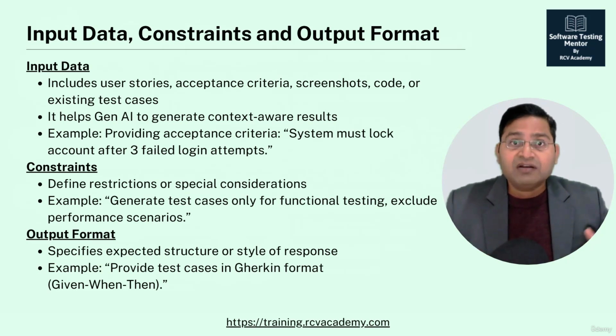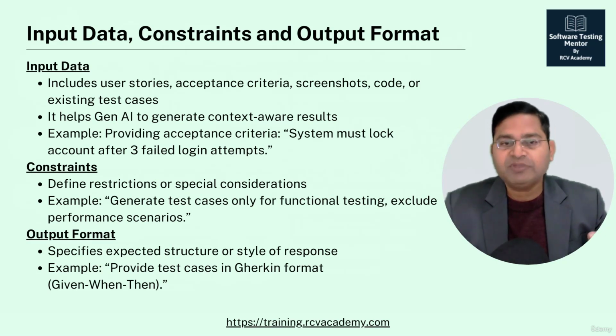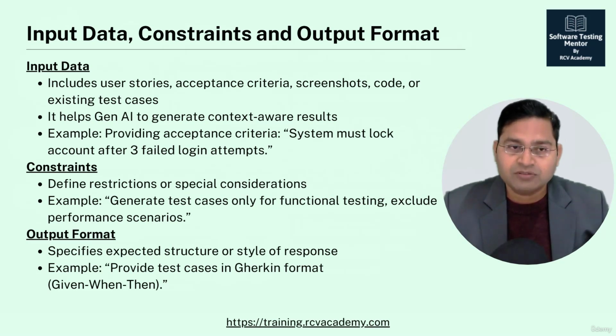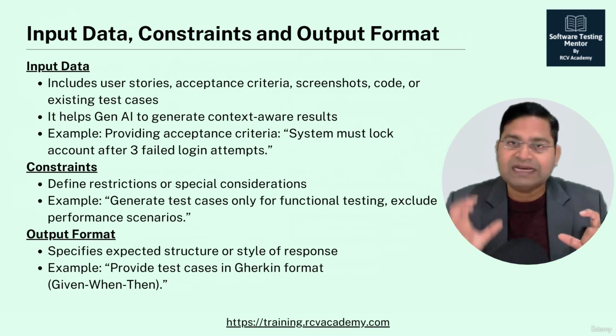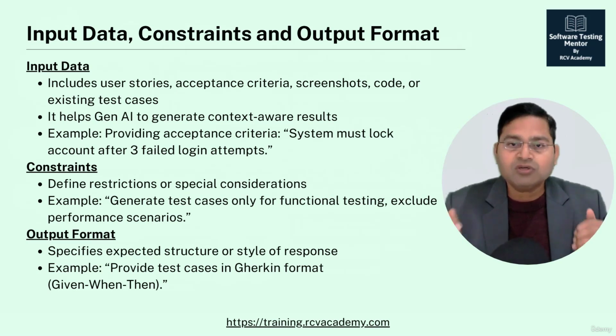Then you have the constraints. Now constraints are the restrictions. What is the restriction that you want to put to GenAI? Rather than going too generic, I want you to restrict the answers in this space. So define restrictions or the special consideration. For example, generate test cases only for functional testing, exclude performance scenarios. So you are putting a clear constraint that I do not want any of the performance test cases for the feature. I want only functional test cases to be generated. So you are putting the constraints. That's what the constraint is.